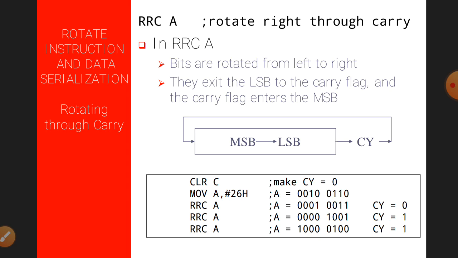Just see the program, CLR C. At first we are writing that the carry flag has 0 value. The carry has 0 value and the accumulator has the value 26H, which is 00100110. After writing RRCA, the carry value is now 0. Whenever I am writing RRCA, the least significant bit in 26H is 0. That 0 will get shifted to the carry position, and initially the carry is 0.